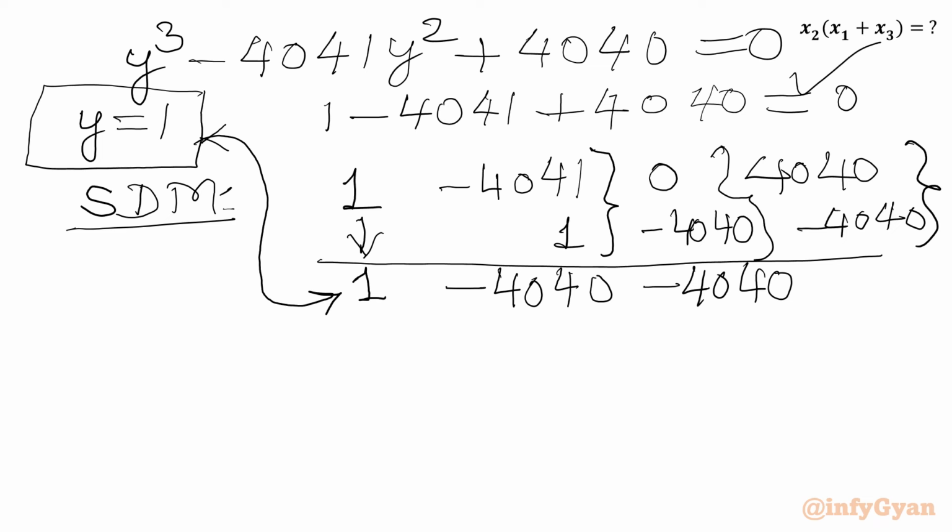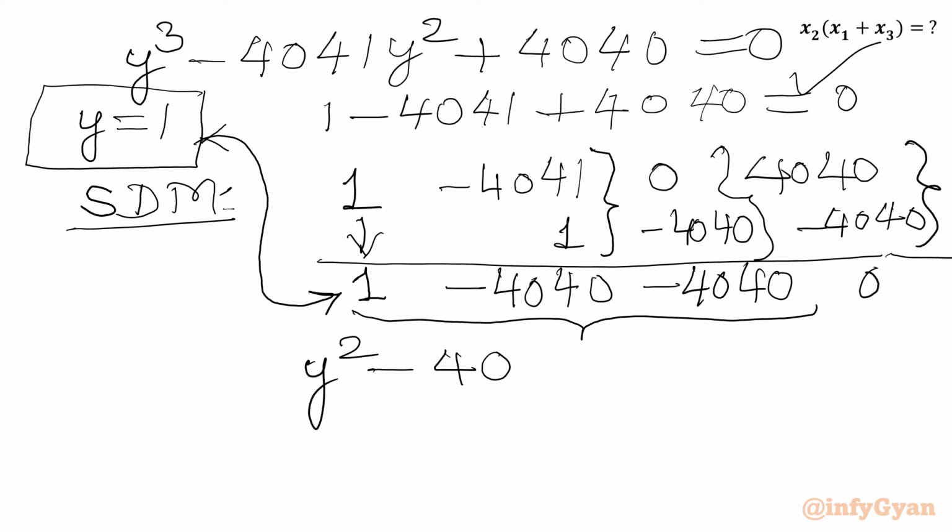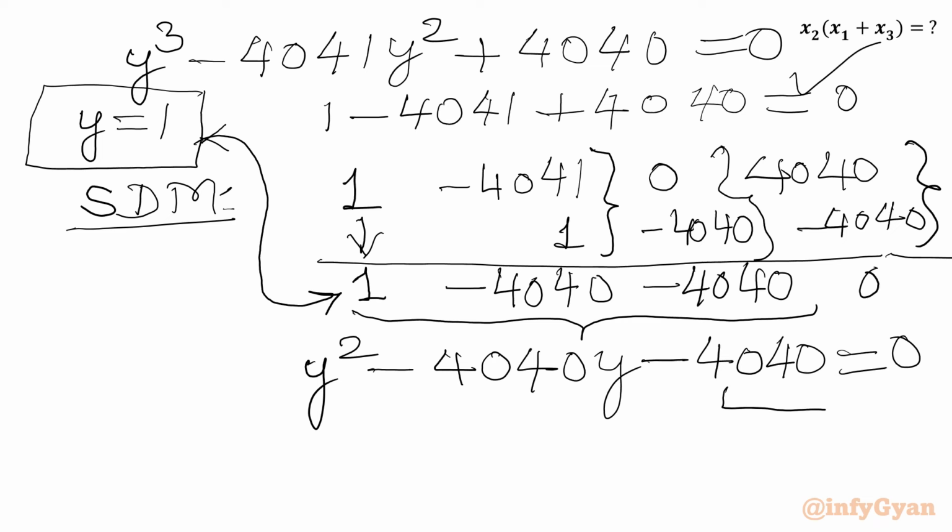And if we add these two, we are going to get 0. So these are coefficients for the quadratic equation. We will write the quadratic y square minus 4040 y minus 4040 equal to 0. Now we have to solve this quadratic equation. I will use the method of completing the square. So I will take this minus term 4040 to the RHS first.